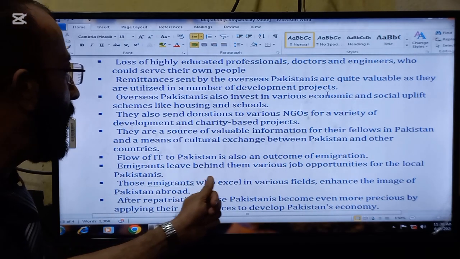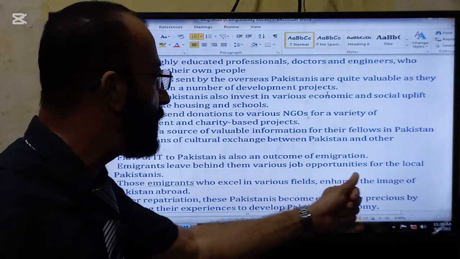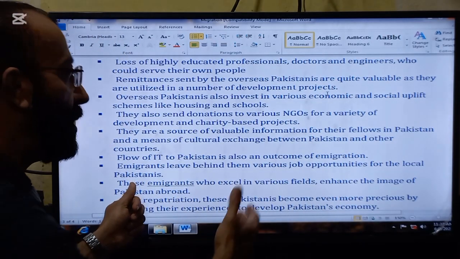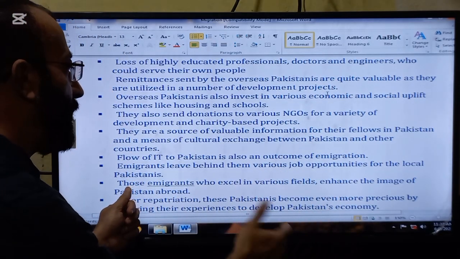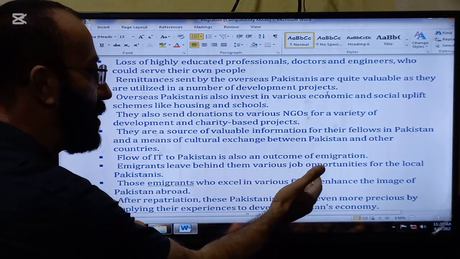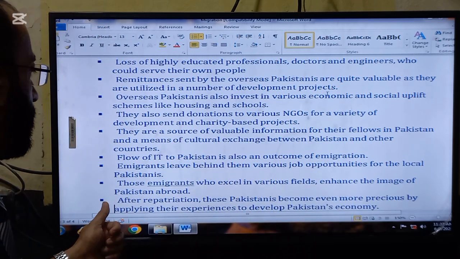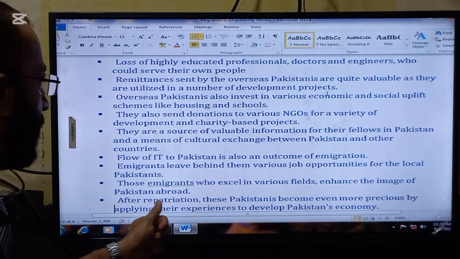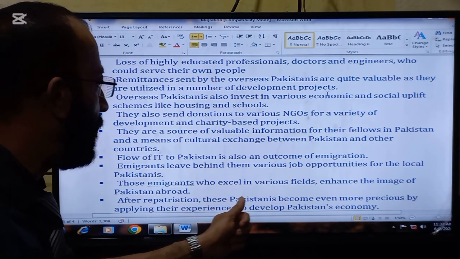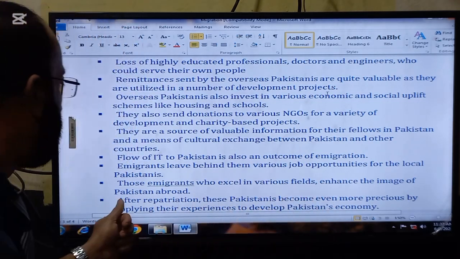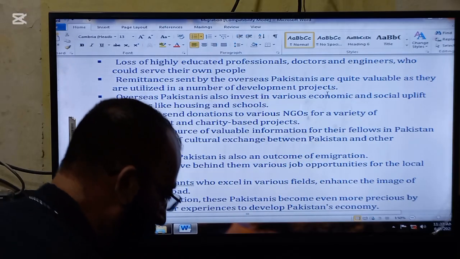Emigrants leave behind various job opportunities for the local Pakistanis. So this can be a good effect. When they go there, they leave their jobs, so these job opportunities are now there for local Pakistanis. Those emigrants also who excel in various fields enhance the image of Pakistan abroad. This is a positive effect.